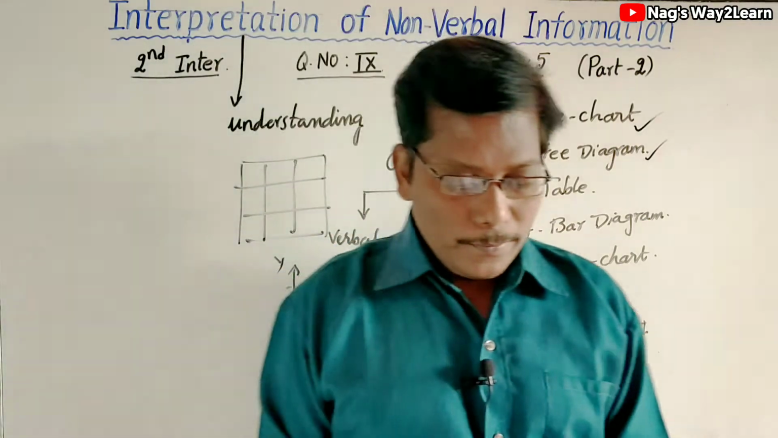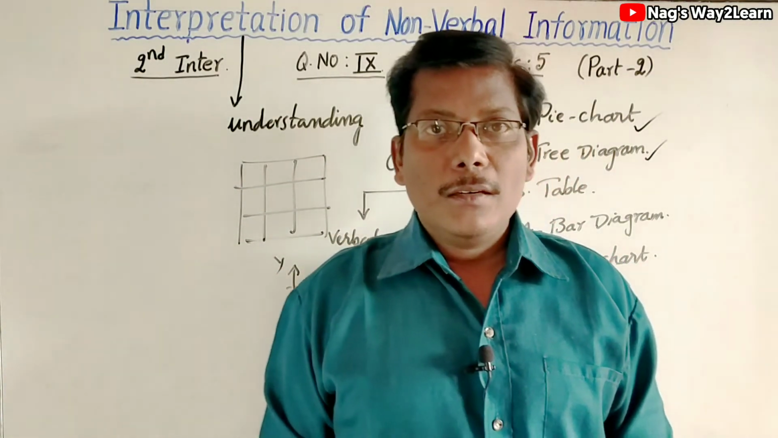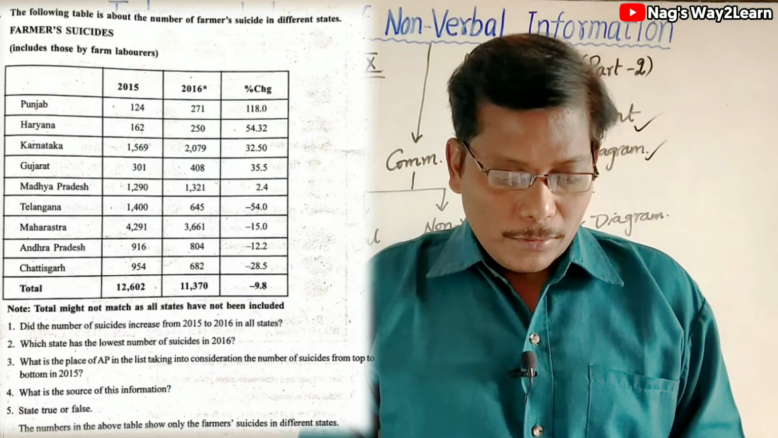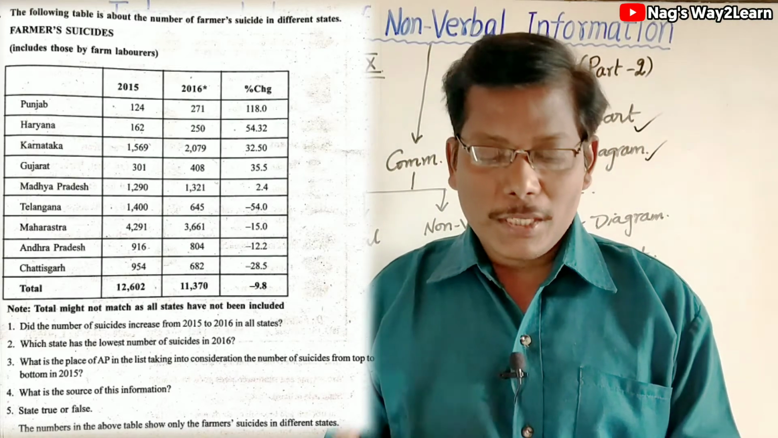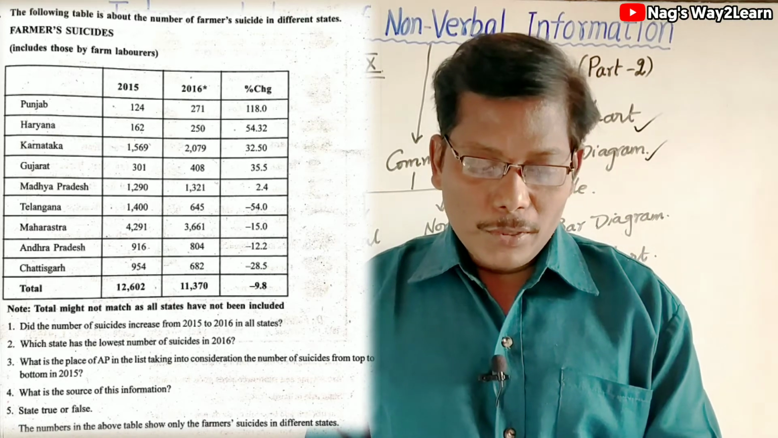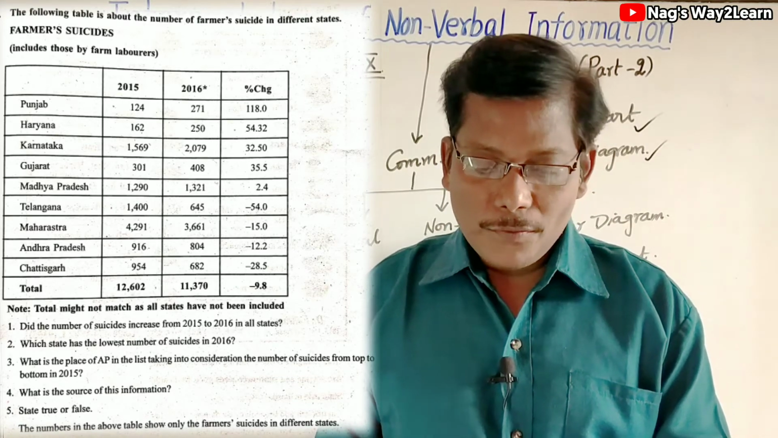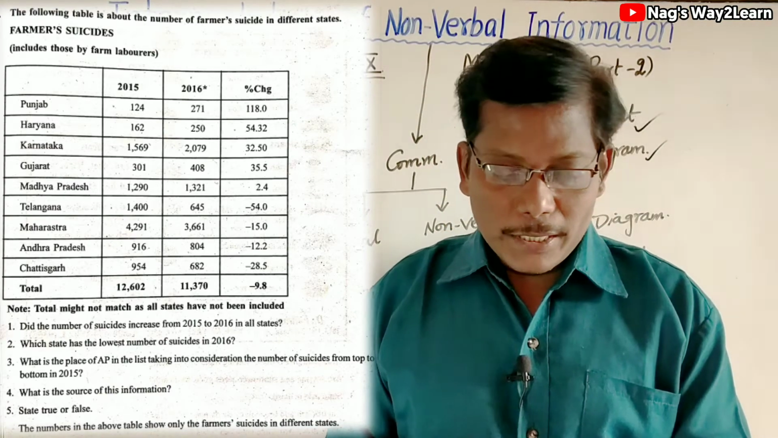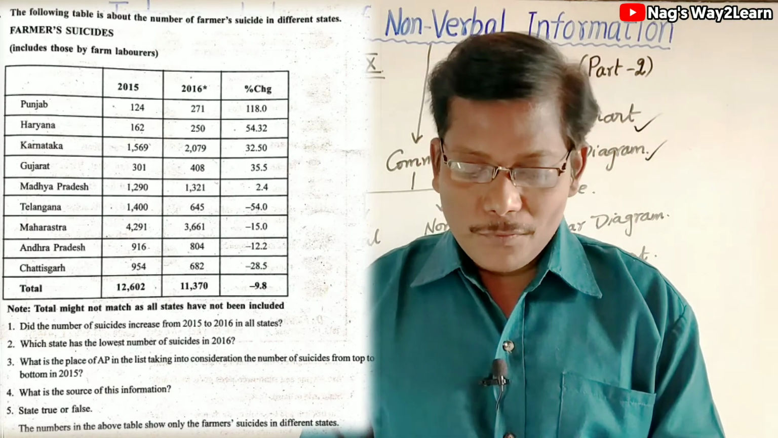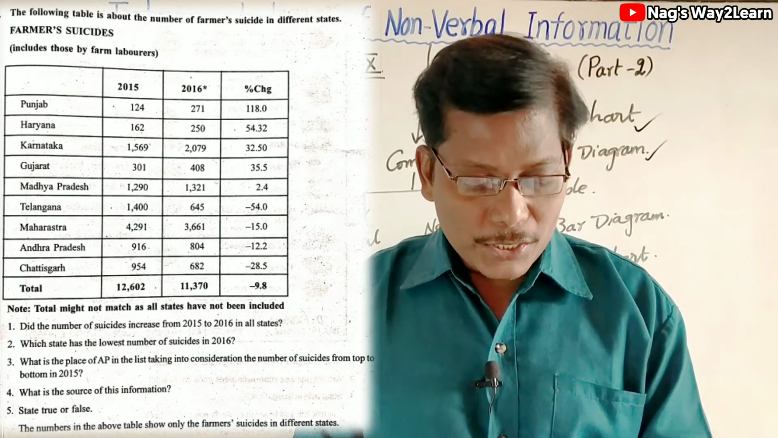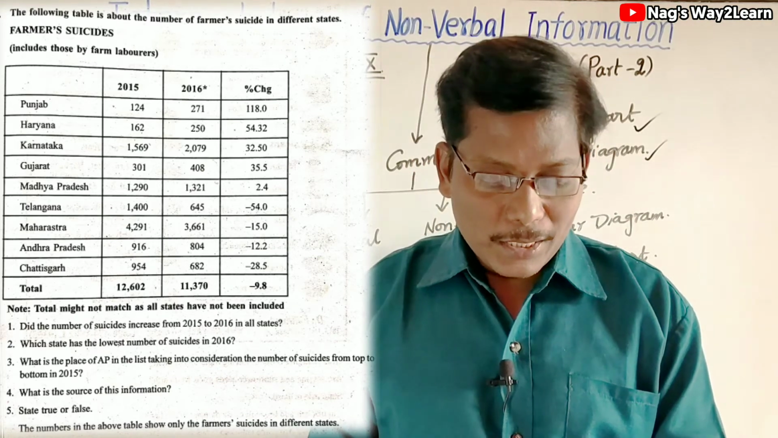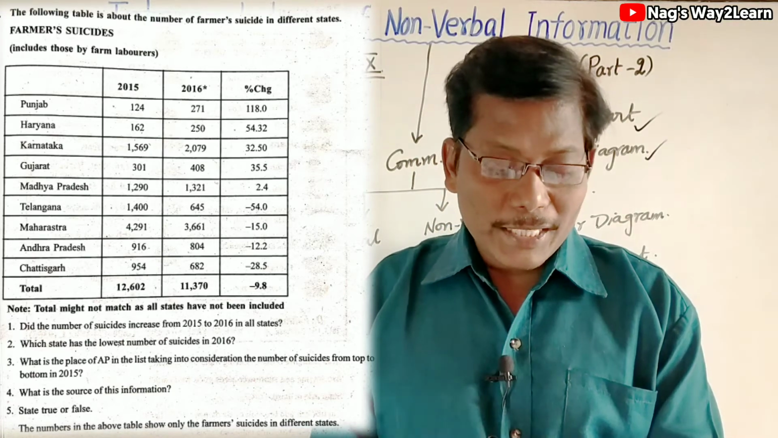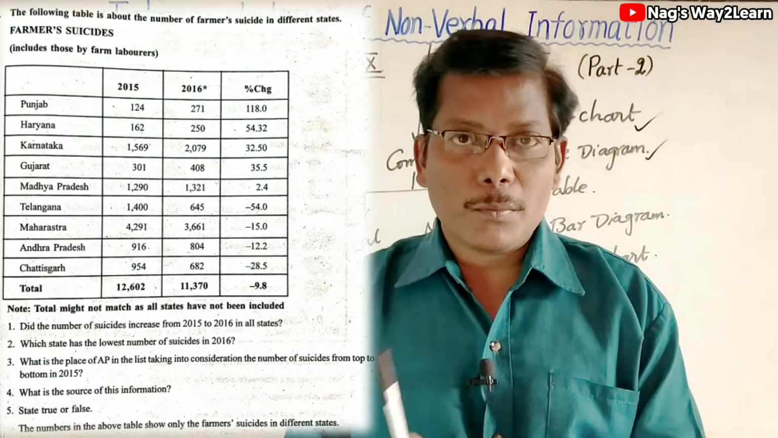Now let's see a table given on the display. Look at the question. The following table is about the number of farmers' suicide in different states. Farmers' suicides include those by farm laborers.